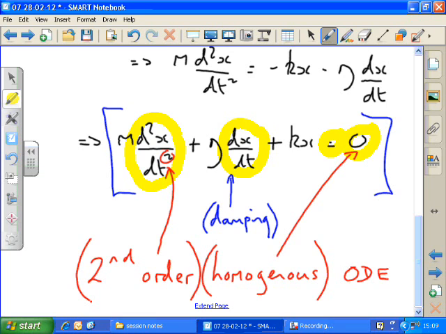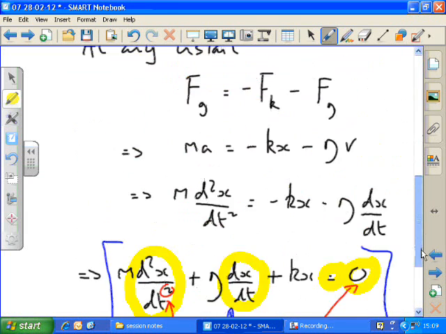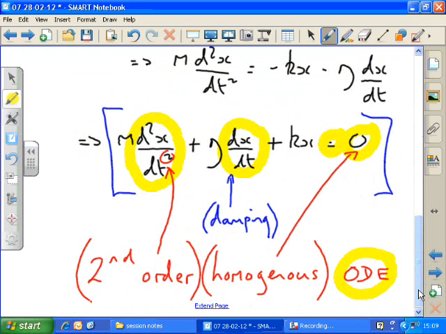And it's ordinary because it only involves the differential of one variable. There's only one variable that's changing here, and that's displacement x. And we'll exclusively be talking only about ordinary differential equations, or ODE for short. Now, that equation that we've just got here can be solved, solving the second order ordinary differential equation.